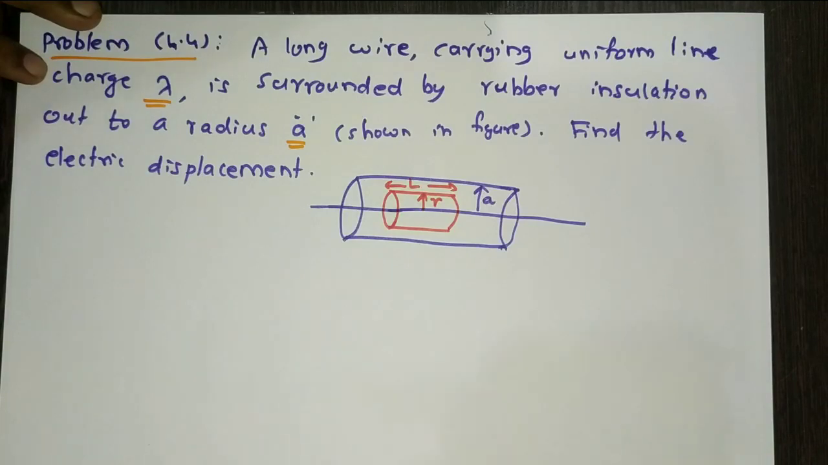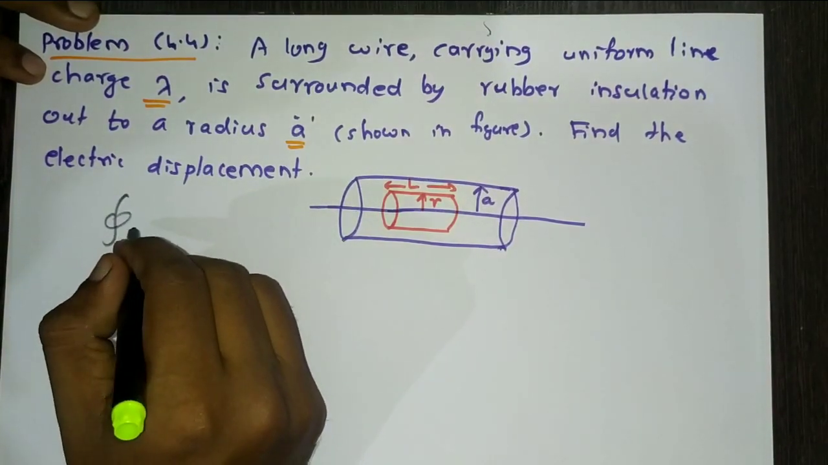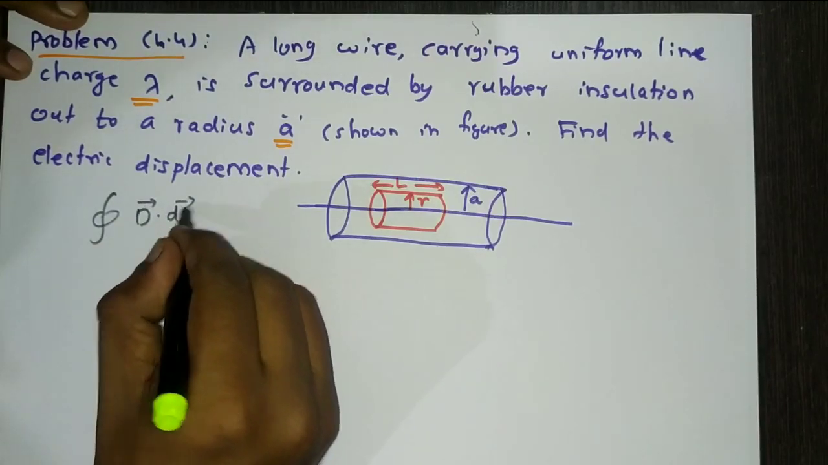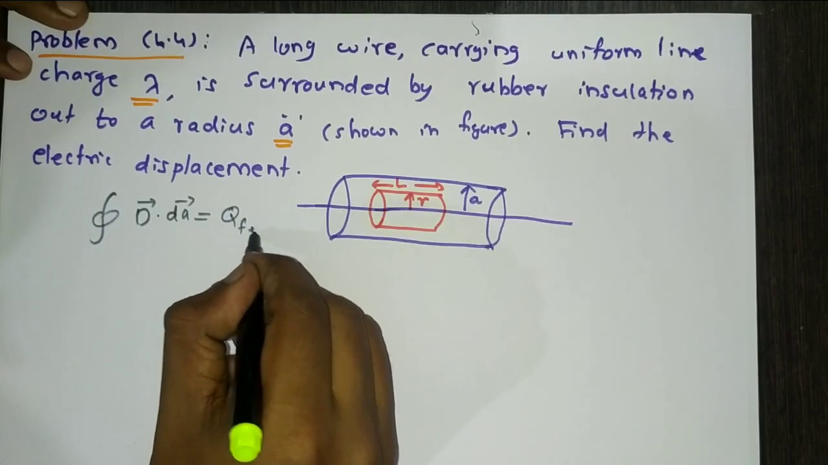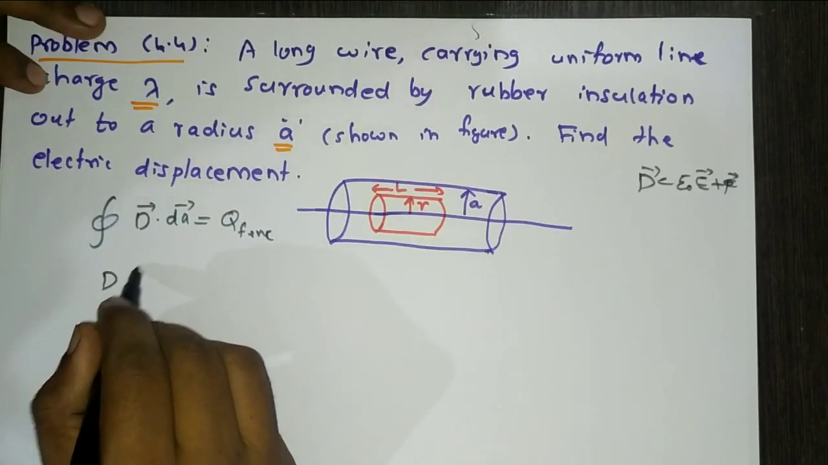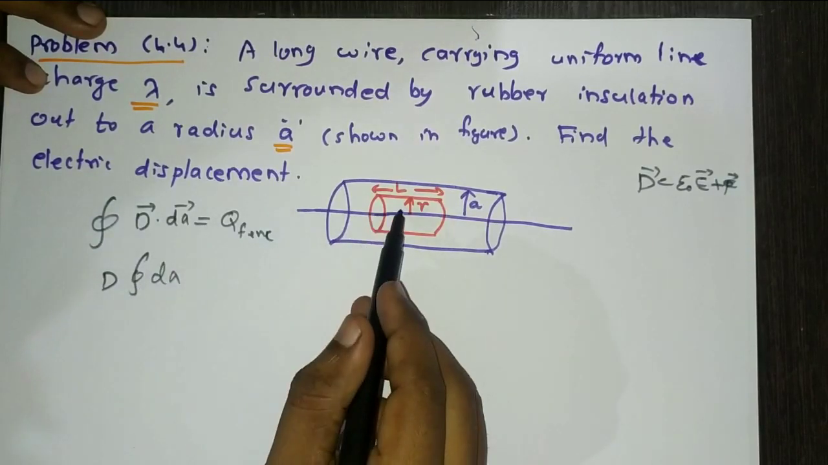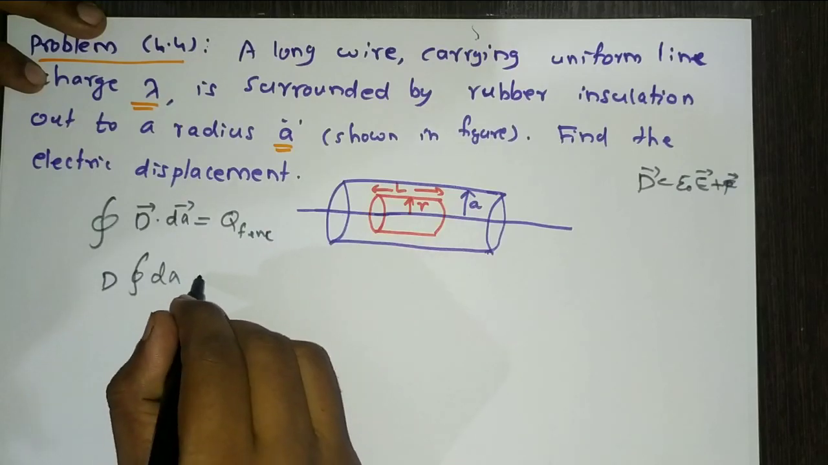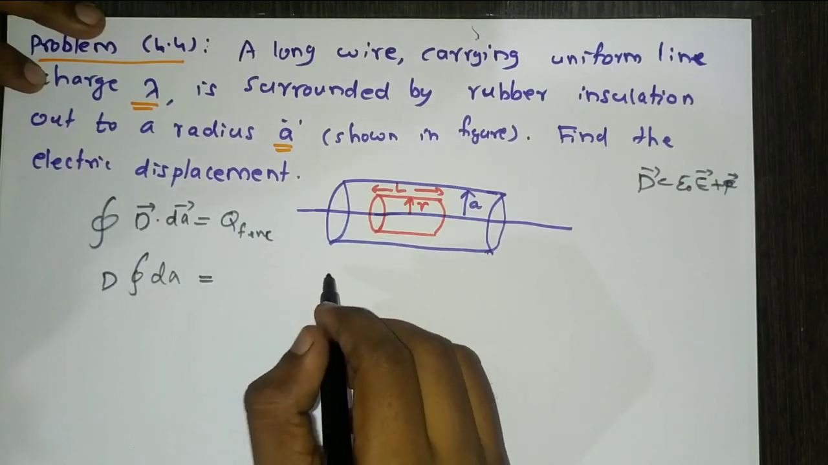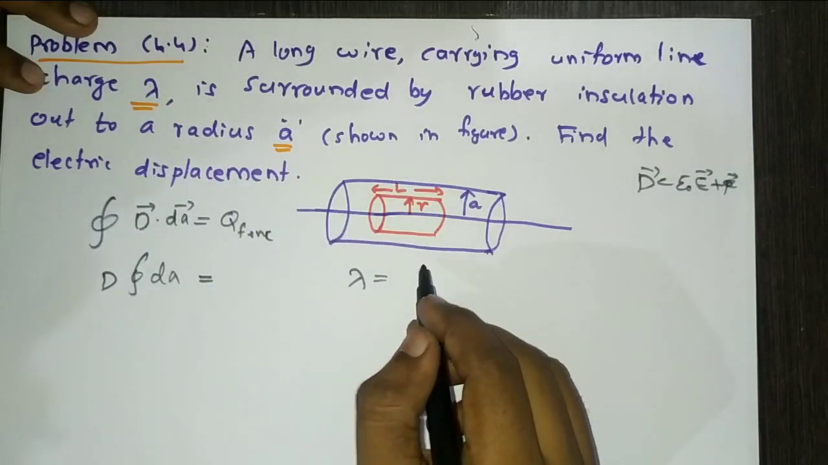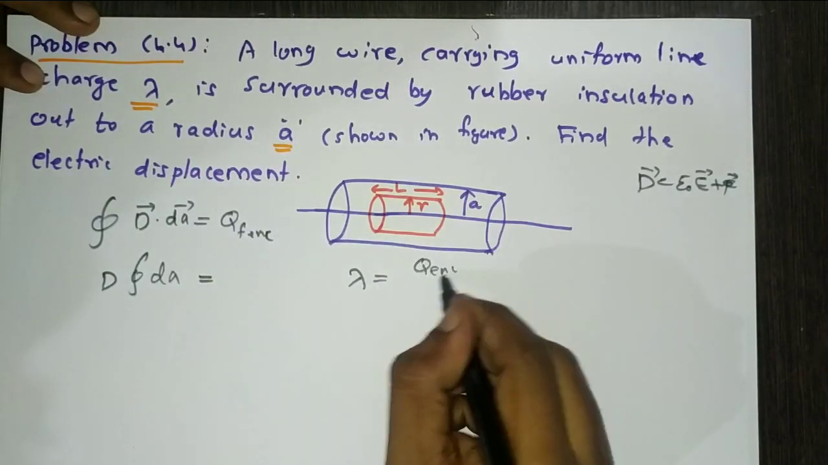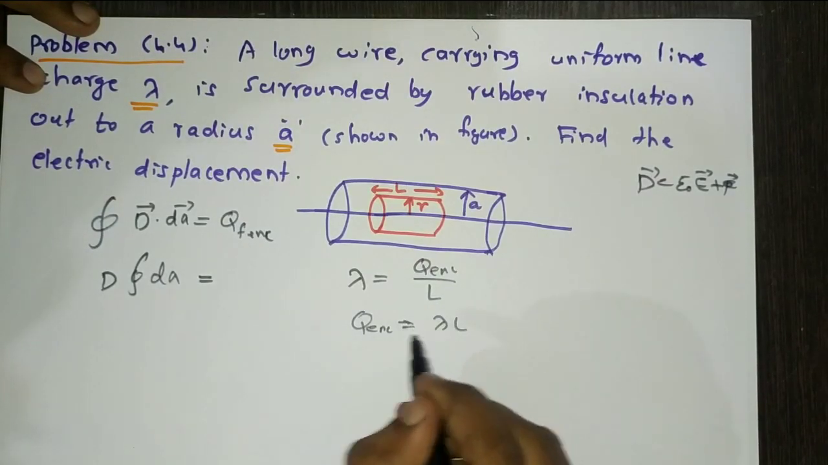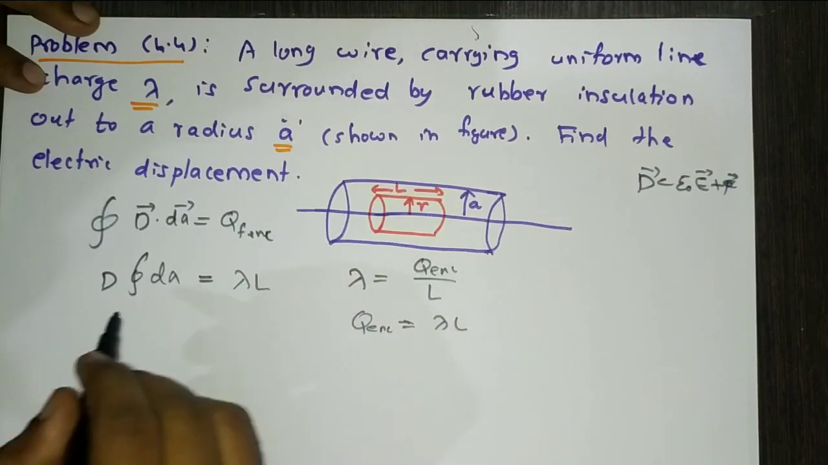Now we have the equation that is an integral form of Gauss's law in the case of a dielectric, that is Q free charge enclosed. Here we can write dA because the area vector and displacement vector both have the same direction. Then the total charge enclosed: if lambda is a linear charge density, then total charge enclosed divided by total length, then Q enclosed can be written as lambda L. If you substitute here, this will be lambda L.